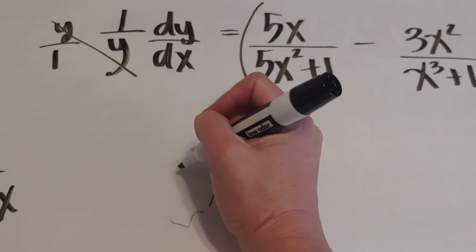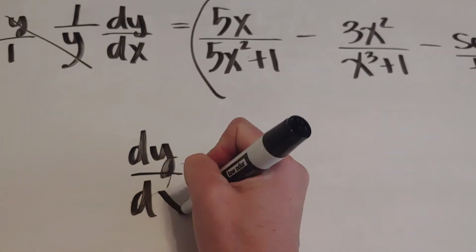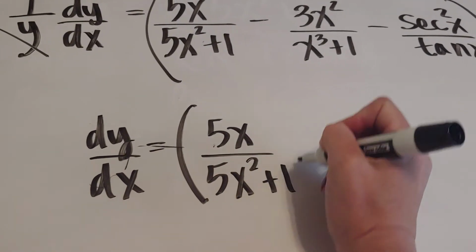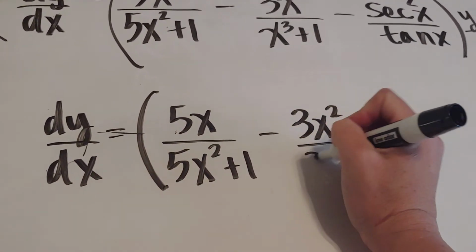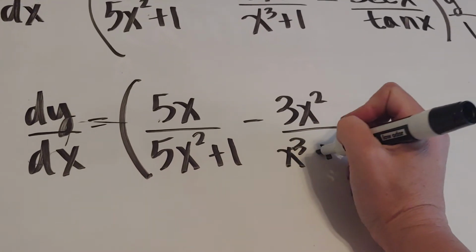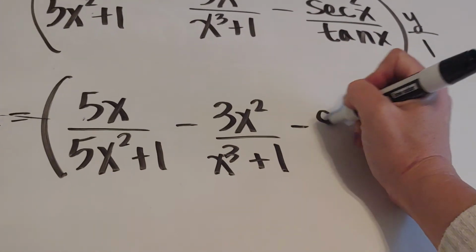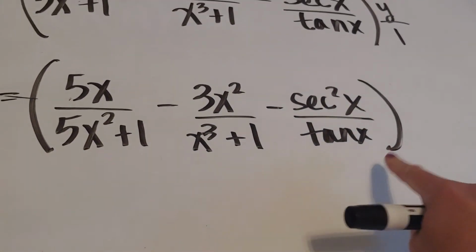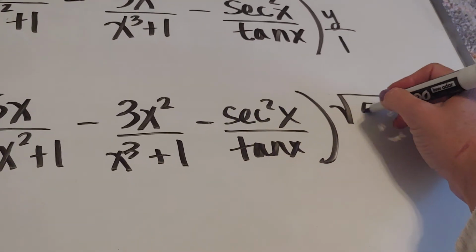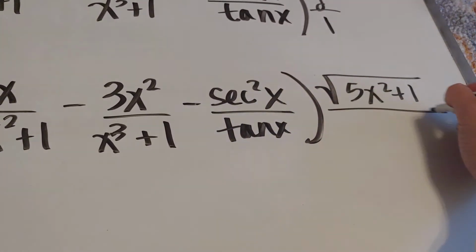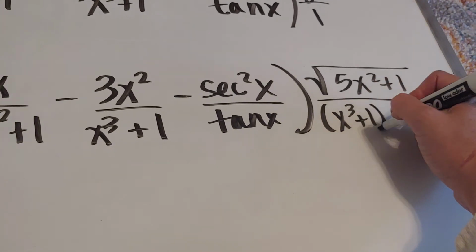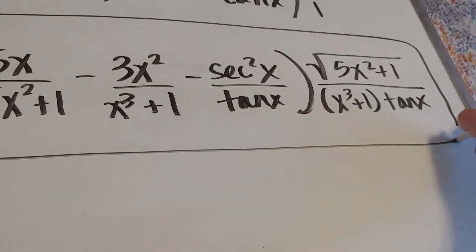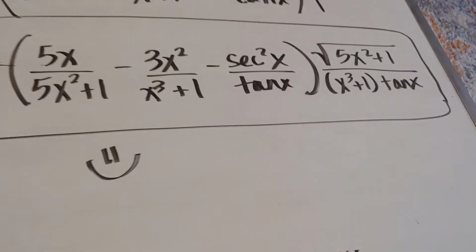So what I have is dy dx equals 5x over 5x squared plus 1 minus 3x squared over x cubed plus 1 minus secant squared x over tan x. And now I'm going to write in the y, which is the square root of 5x squared plus 1 over x cubed plus 1 times the tangent. And yes, it's gigantic and disgusting, but we survived.